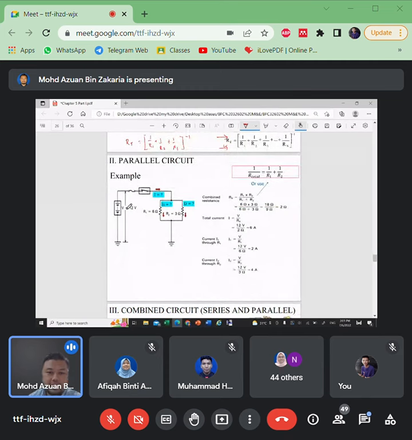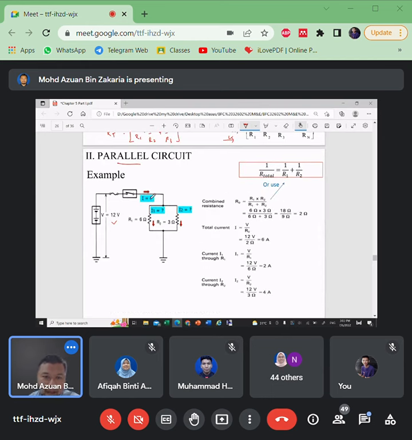Okay, this is an example of a parallel circuit. We have a voltage supply of 12 volts, and a resistance in parallel of 6 and 3 ohm. The question is to find I outside the branch and find the current inside the branch. First step, as usual, we want to know the total resistance. Calculate using this method: 6 multiplied by 3 divided by 6 plus 3, you get 2 ohm.